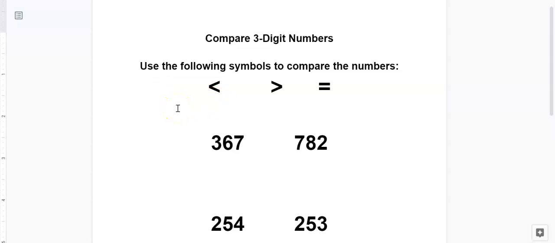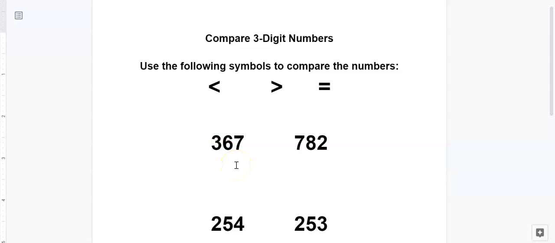All right, so today we're going to be comparing three-digit numbers. In the last lesson, we talked about writing numbers in different ways. We talked about a couple of different ways to write numbers. The lesson before that, we talked about place value for numbers, and that's going to be really important in comparing the three-digit numbers, because we're going to use place value to determine the comparison between the two numbers.